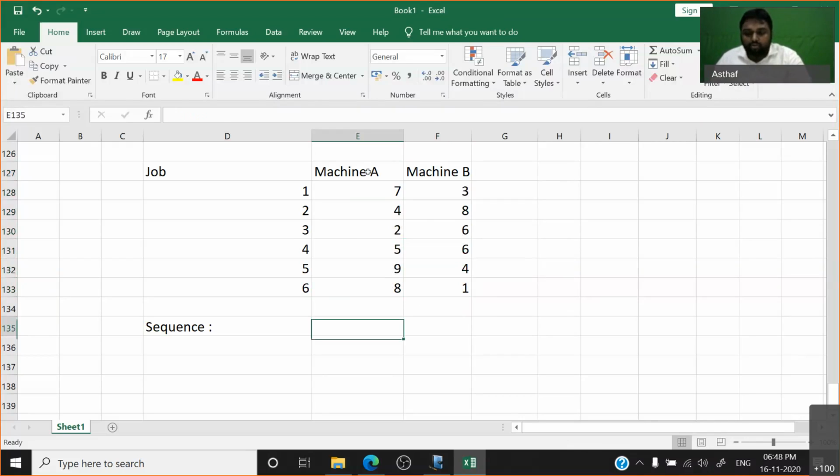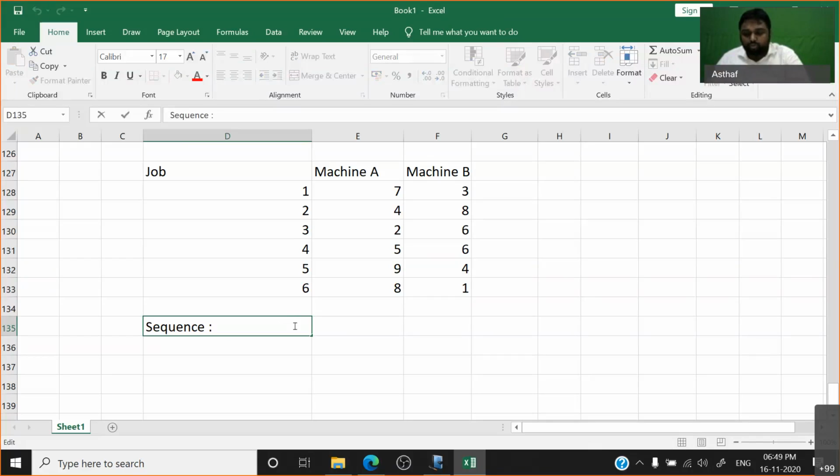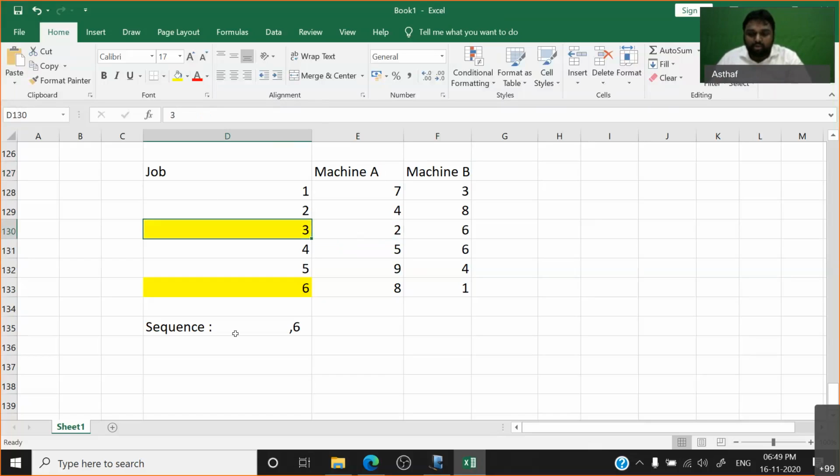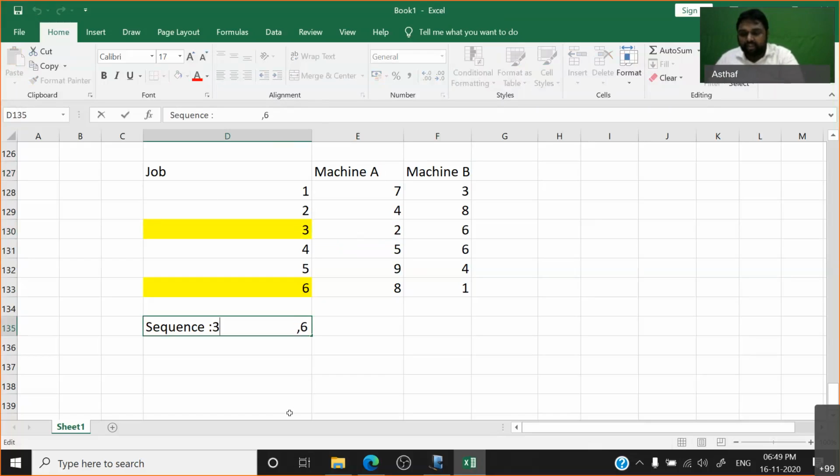The sequence you have to write, you put it as 6. Now the 6 is over, so I just mark it so that we do not count it twice. Now the next lowest number, where you have to look at both column A and column B. See, 2 is the lowest one. This 2 is in machine A. Machine A goes to which side? Left side. So this belongs to job 3, and you write this 3 on your left side.